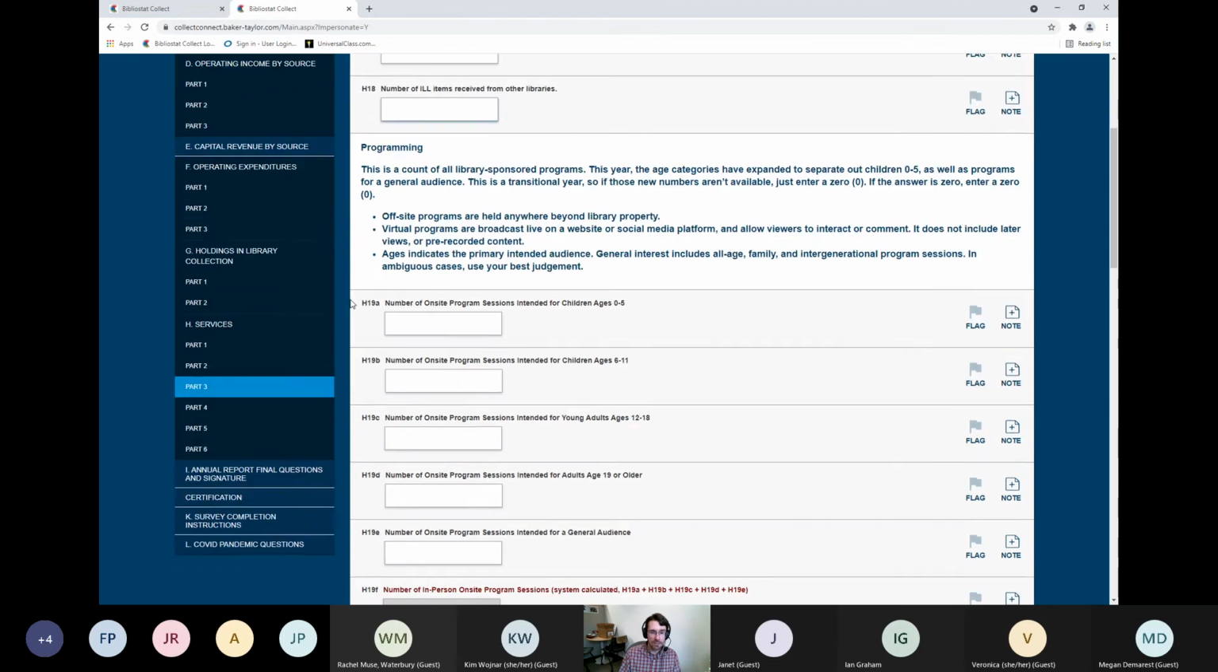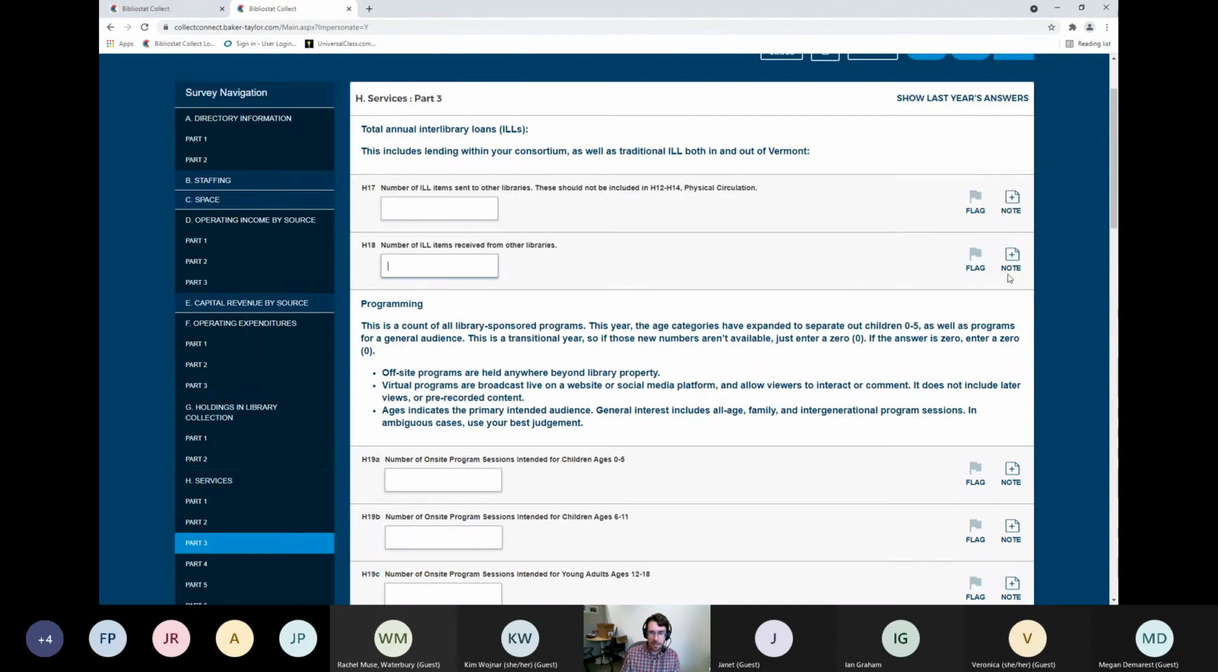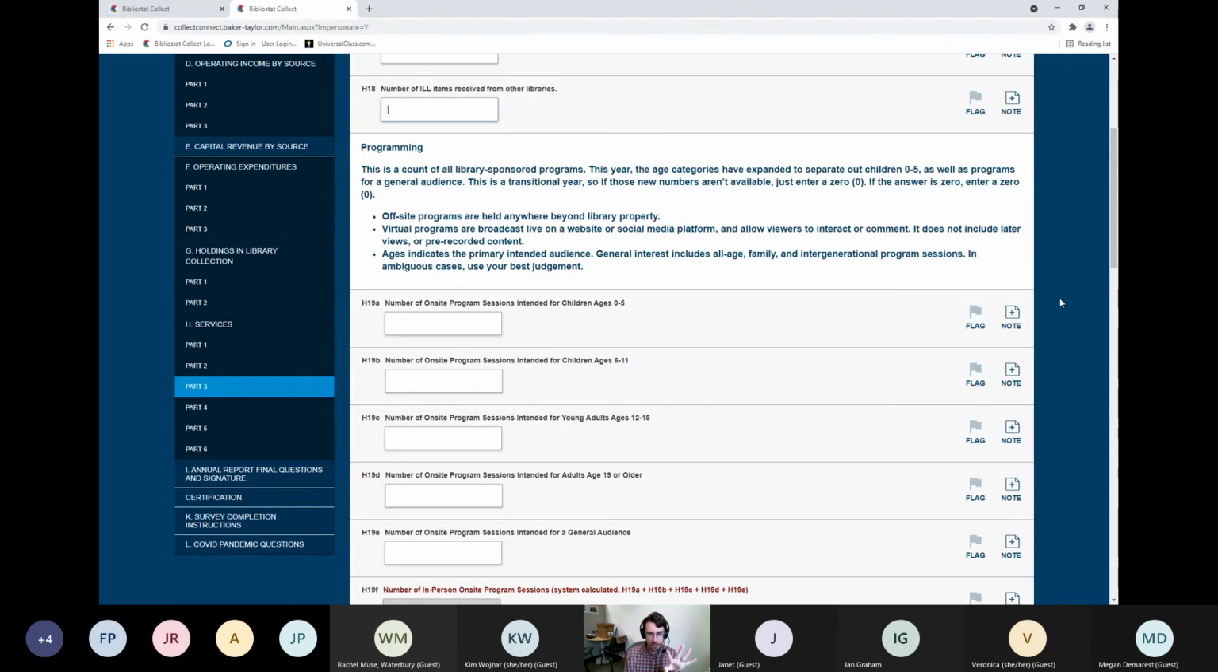Next, and the most complicated of the questions under services: programming. As I said earlier, IMLS just dramatically increased the number of programming questions because they wanted to capture a few other things. First off, it is broken into two basic categories or sections. There is how many programs did you have, and there's what was the attendance at those programs. So this first page is how many programs did you have.